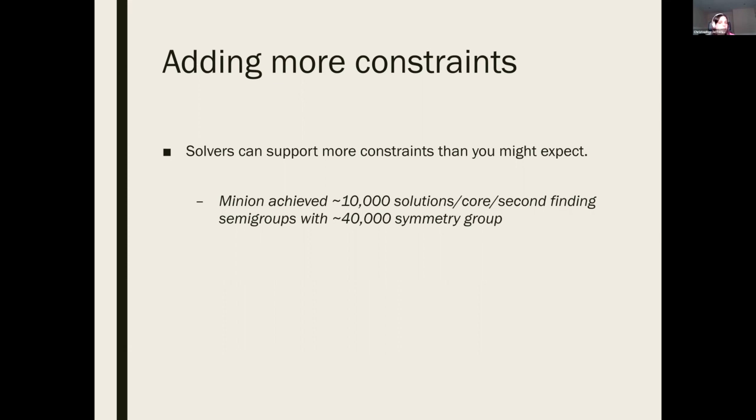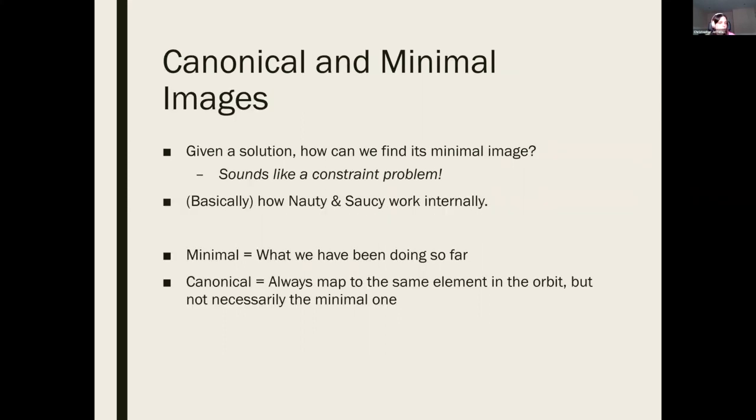But sometimes there's just too many. And so what we do then is we find all of the solutions, and then afterwards, we try to figure out which ones are minimal. Given a solution, how do we find its minimal image, or if it is already the minimal image? This sounds like a constraint problem. In fact, it is. You could write this as a constraint problem.